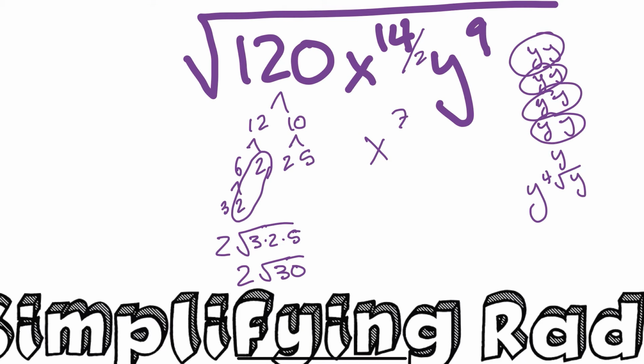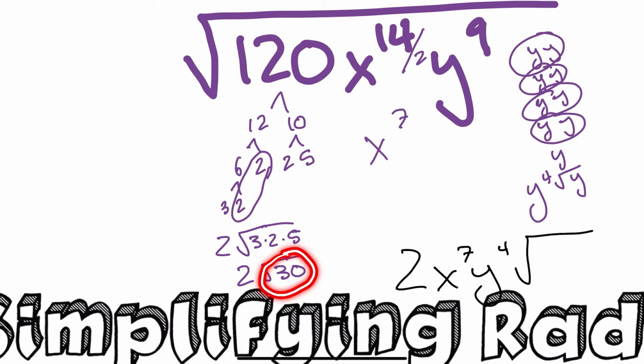Okay, cool. So now all I have to do is put my pieces together. So I want all the outside things to stay on the outside. So that's going to be a 2, an x to the 7th, not 7x, and y to the 4th. There we go. And then I still need my square root. And that will be everything that's left on the inside. So I have a square root of 30 and a square root of y. And those are all staying inside. And that would be our answer for that one.